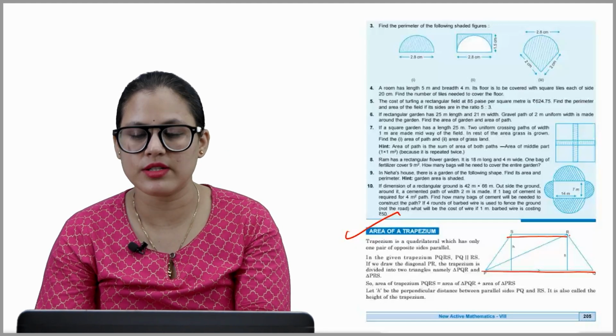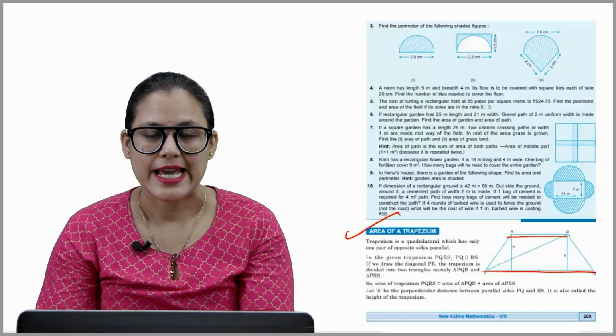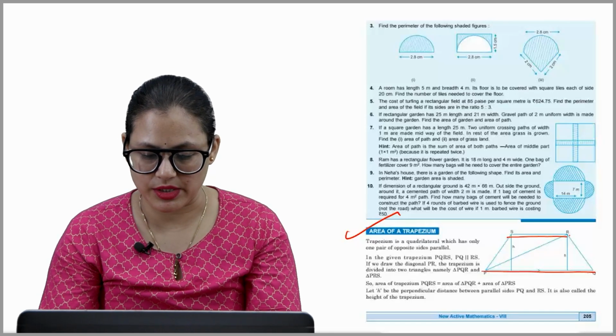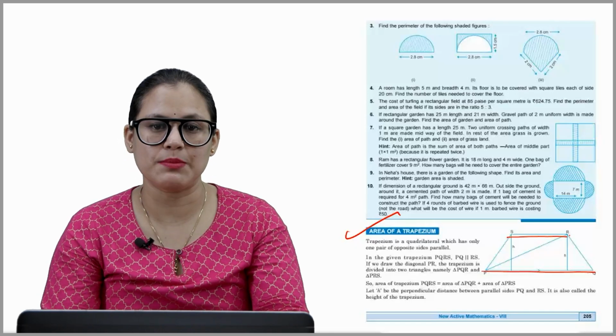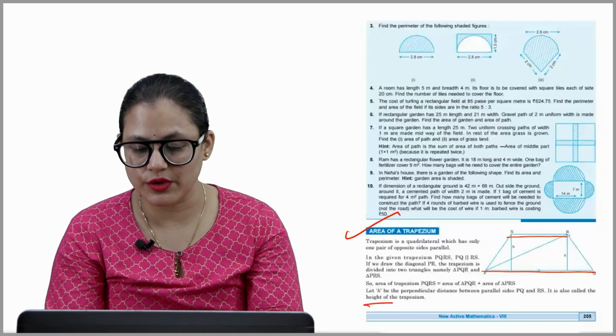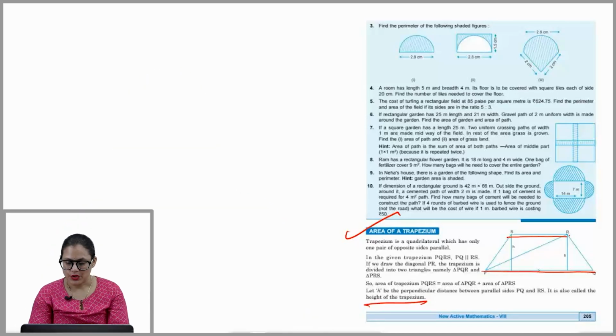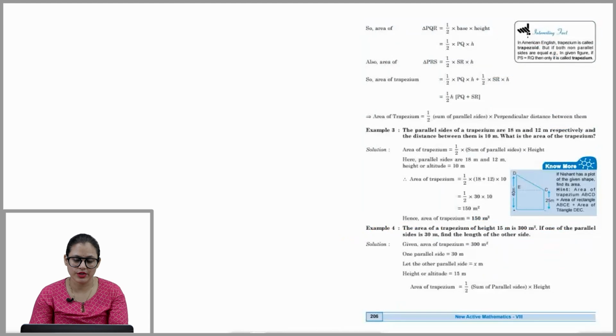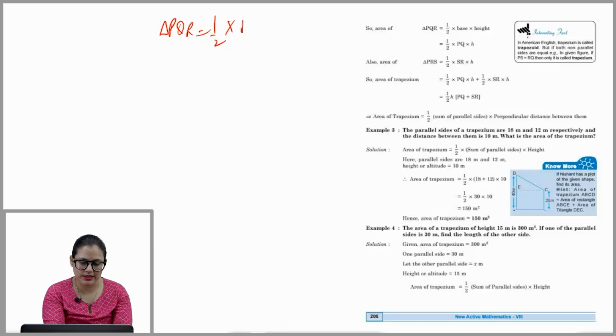because we have divided this trapezium into two triangles, right? Let H be the perpendicular distance between parallel sides PQ and RS. It is also called the height of the trapezium, right? So, area of triangle PQR is what? Half into base into height, okay.